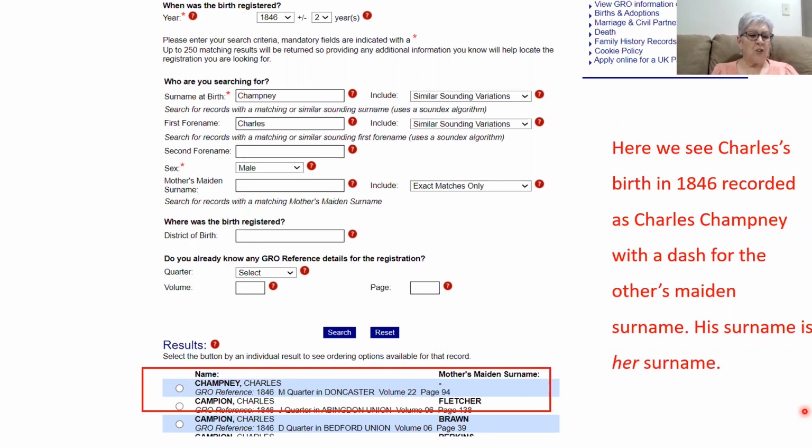So a good rule of thumb when trying to distinguish a child in the GRO is to use a child that was born as late as you possibly can. Having talked about the fact that the closer you get to 1837, there's a chance that you might not find them. But the closer you get to 1875, the better the chance you have of finding them.